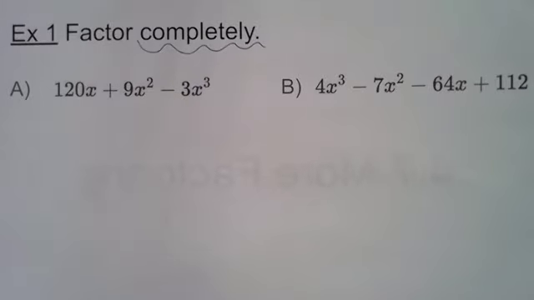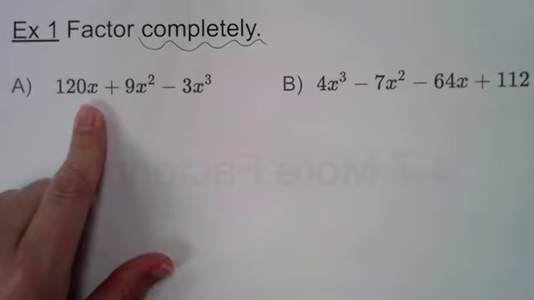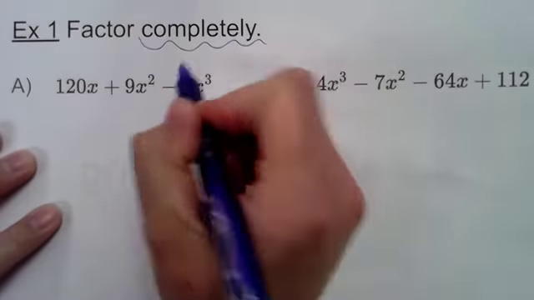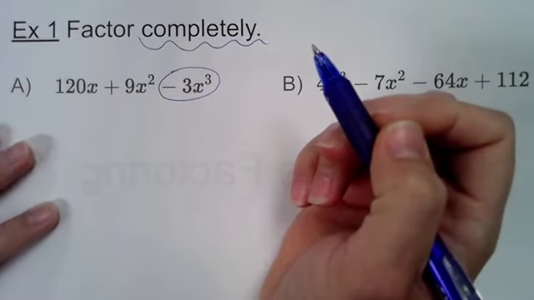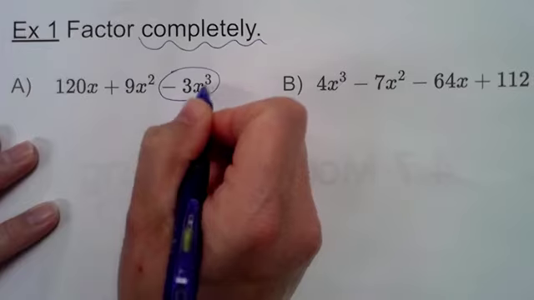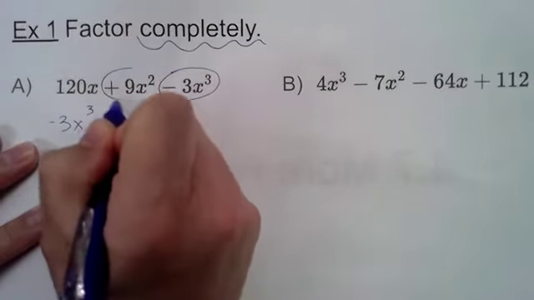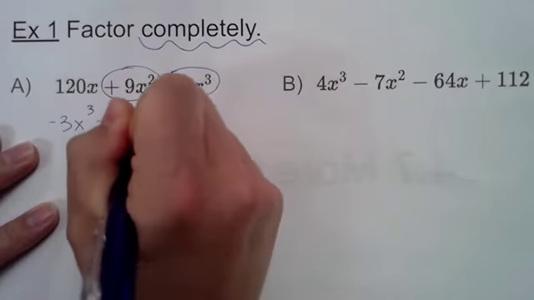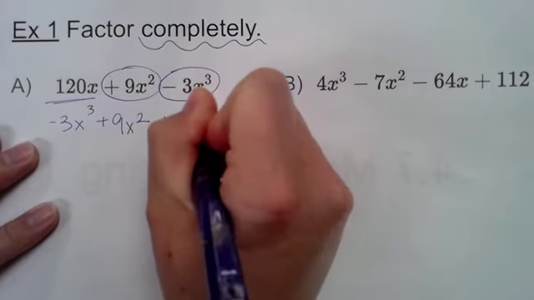We have 120x plus 9x squared minus 3x cubed. What do you notice about these three terms? They're not in standard form. And I think that for beginning, it's easy to write them in standard form. It's helpful. So we want the highest power first, so that'd be the negative 3x cubed. Then we have a positive 9x squared. And last but not least, we have that positive 120x.